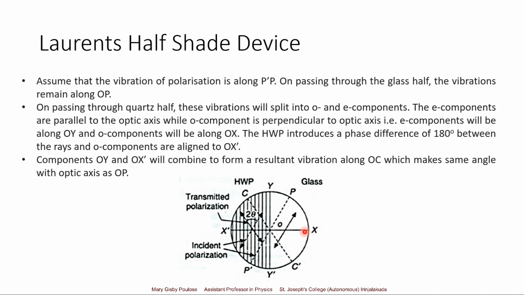Now what happens is, in the half-wave plate, the E ray travels as such, whereas the O ray experiences a phase difference of pi. So the O ray will shift from OX to OX prime. Then we have the E ray along OY and the O ray along OX prime, and they will resolve together to form the resultant along OC. So in the glass portion, light will be aligned along OP, whereas in the quartz portion, light will be aligned along OC.